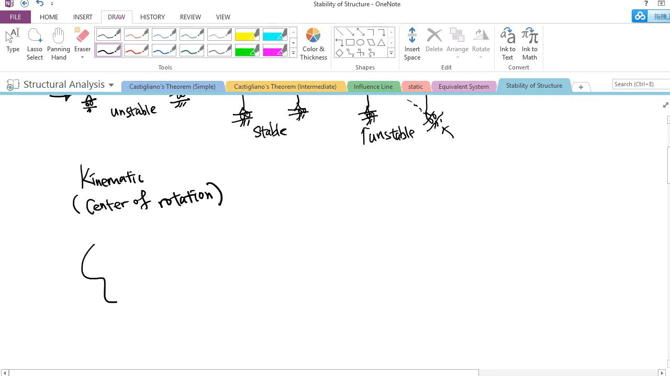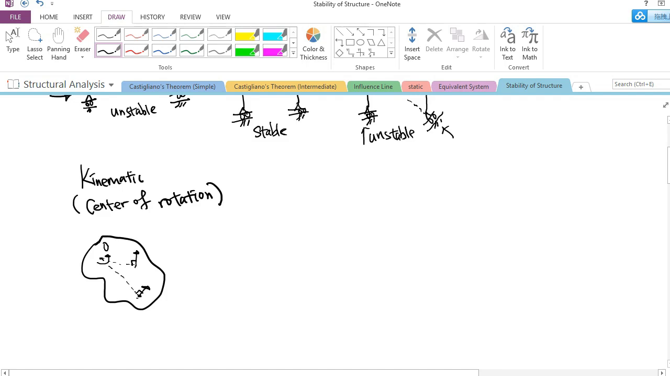Let's say I have a body. If I say that this is a center of rotation, and this body rotates about this point O, it means that if I choose this point and connect the two together, this point will move in a direction perpendicular to the position vector. Also, if I have another point here, this point will move in this direction, which is perpendicular to the position vector.